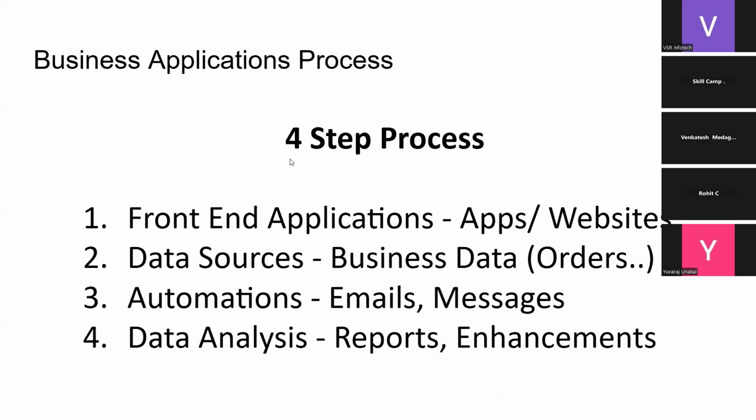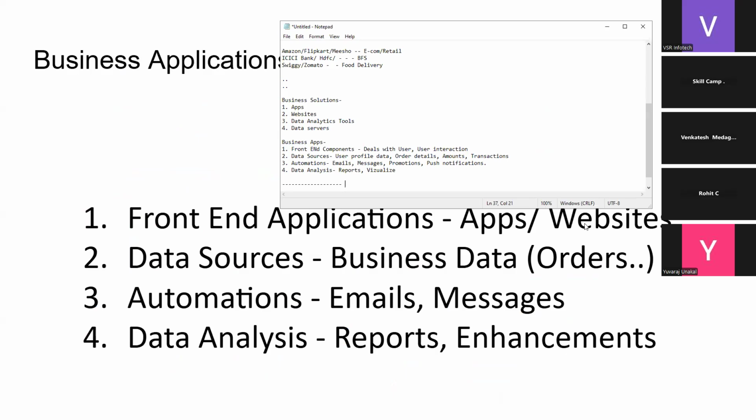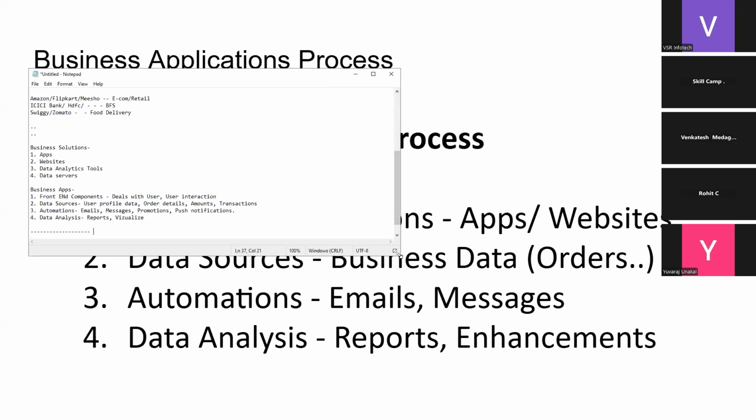So I showed you this, right? Like there's a four-step process for any business application. You have front-end components, front-end applications, which is your apps, websites. You have data sources, you have automations, you have data analysis. And I'll be sharing this notepad and class notes after this session.